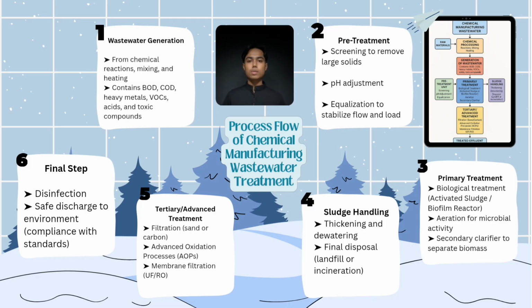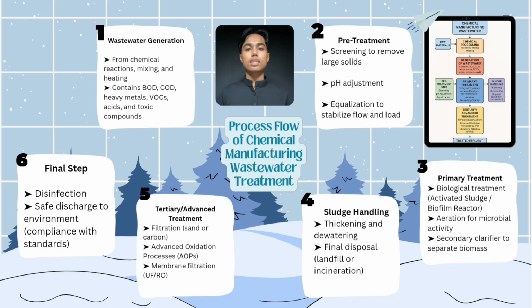The first step is pre-treatment, which includes screening to remove large solids, pH adjustment, and equalization to stabilize flow and load. Next is the primary treatment stage using a biological method like activated sludge or biofilm reactor, along with aeration and secondary clarification to remove organic matter and separate biomass.